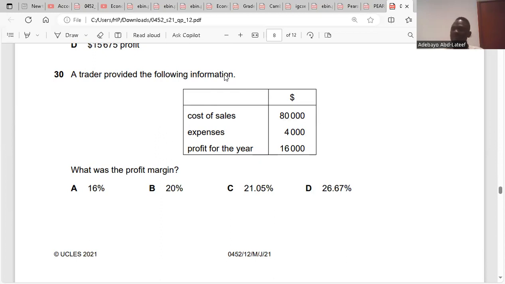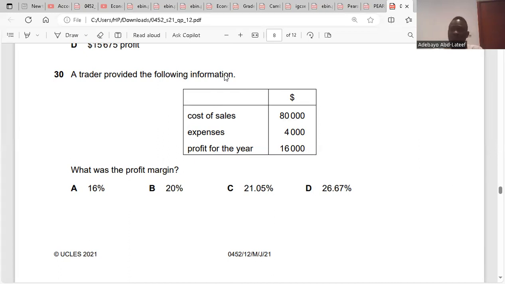So that means net profit is gross profit minus expenses. That means gross profit will be net profit plus expenses. So net profit plus expenses gives us 20,000. So that means gross profit is 20,000. Gross profit is ascertained now. We'll move on. Now we need sales because we cannot calculate profit margin without knowing the sales, because net profit margin is net profit divided by sales multiplied by 100.